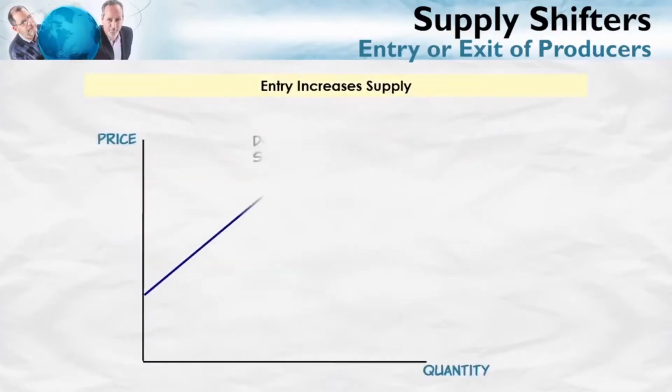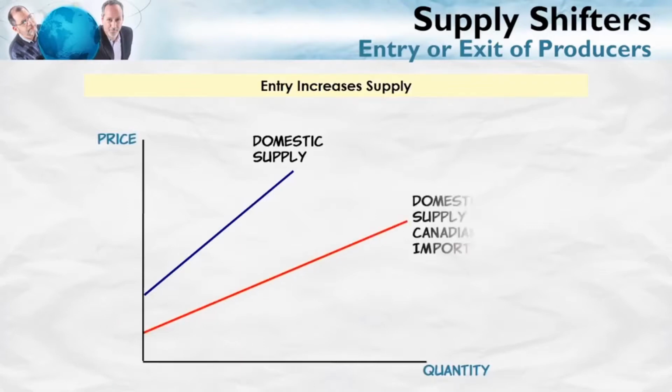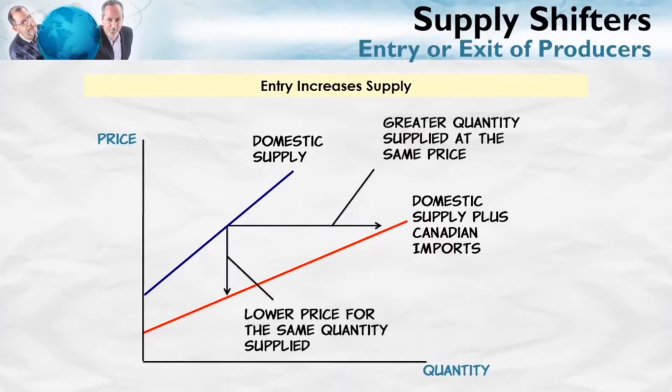Here's the domestic supply curve, the US supply curve, without the free trade deal. Now we get NAFTA. We get the free trade deal. And what that means is that at any price, there are now more suppliers. So there's a greater quantity supplied at each particular price. In addition, Canadian firms will have lower costs than their American counterparts. Not all of them, but some of them are going to have lower costs. That means that at any quantity, there's a lower price for the same quantity. As entry increases supply, for exit the process just works in reverse.